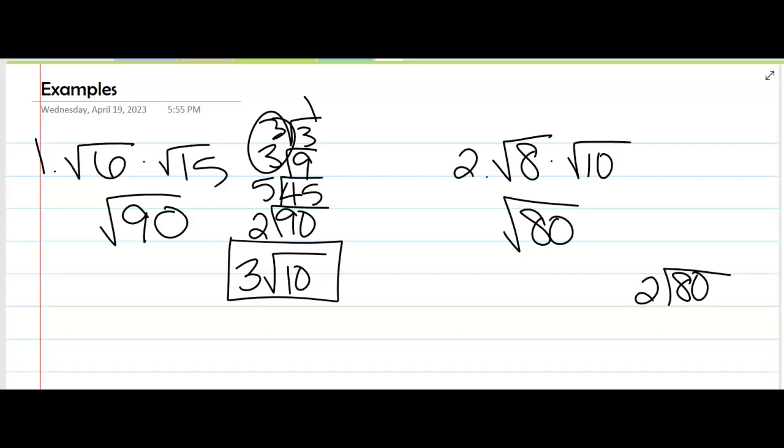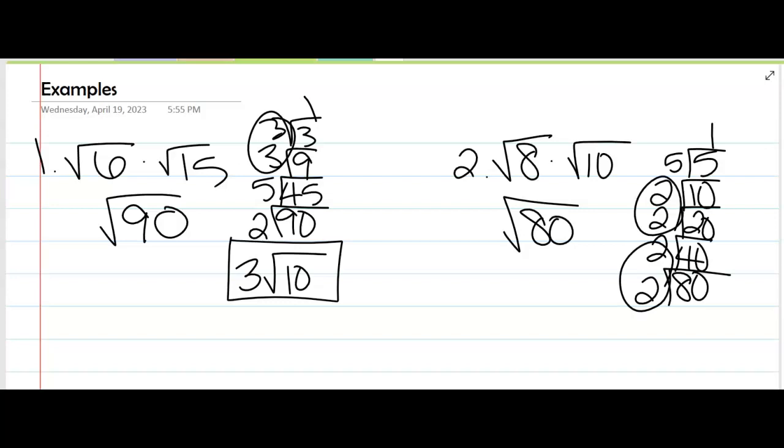So out of 80, we could divide out a 2. We would get 40. Add another layer. Divide out a 2, we'd get 20. Add another layer. Divide out a 2, we'd get 10. Another 2, we'd get 5. And divide out a 5, we'd get 1. So we end up with a pair of 2s. And another pair of 2s. So remember, we have on the outside 2 times 2, which is 4. And left on the inside, we've got that 5. So 4 square root of 5.